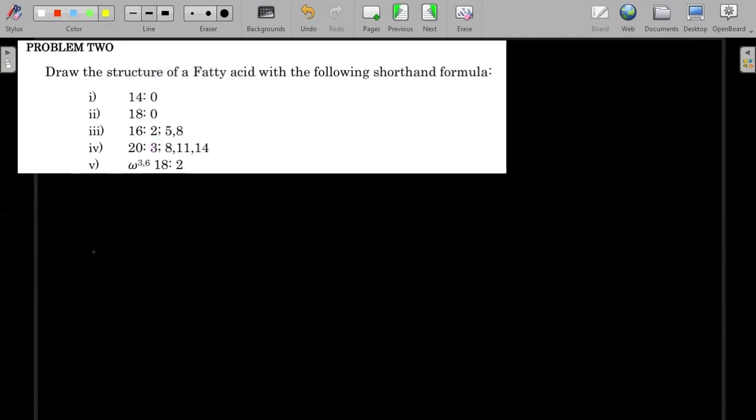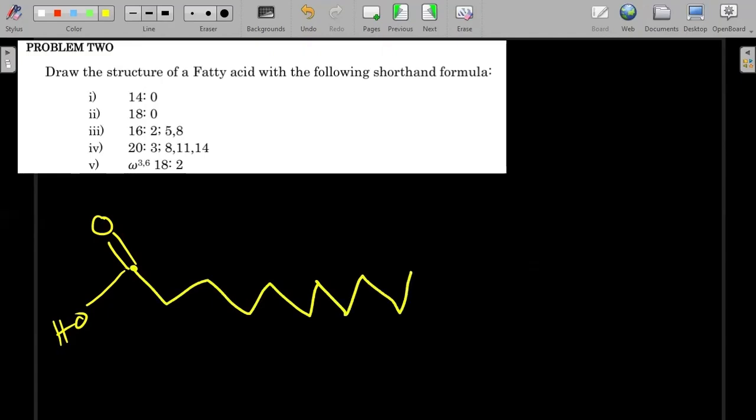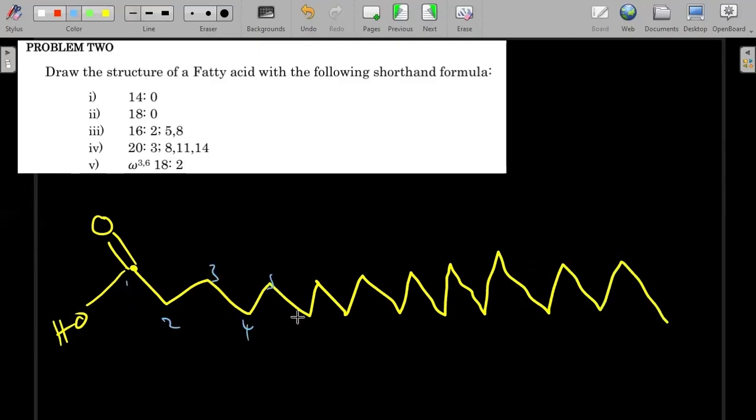Okay. So this one has 20. So we are going to say OH. Okay. And then oxygen like that. And then this is carbon number 1. So 1, 2, 3, 4, 5, 6, 7, 8, 9, 10, 11, 12, 13, 14, 15, 16, 17, 18, 19, 20. And then you have your 20 there.